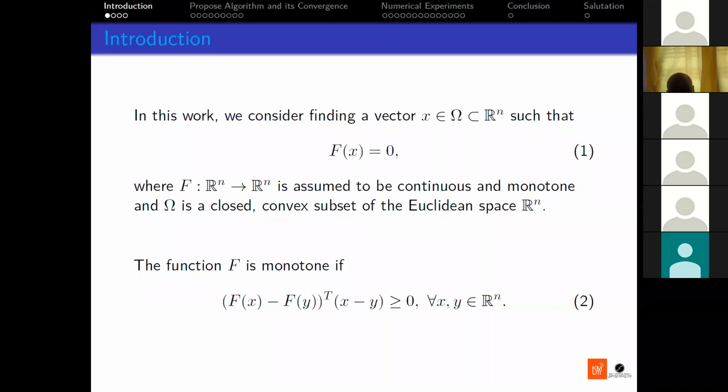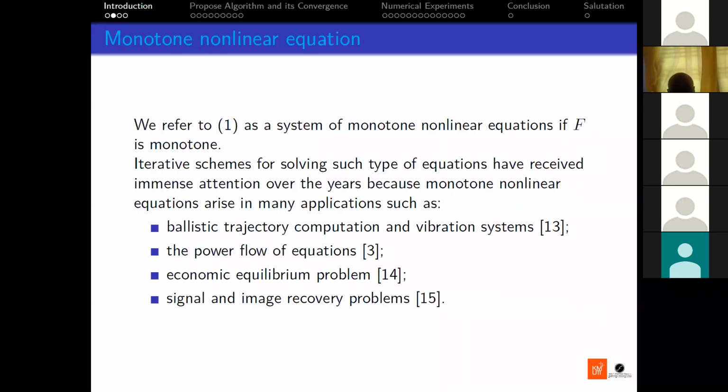By saying the function is monotone, it means the function satisfies inequality 2 for all x, y in Rn. This inequality holds. Now, if the function f is monotone in the system given in equation 1, then we refer to the system 1 as a monotone nonlinear equation.